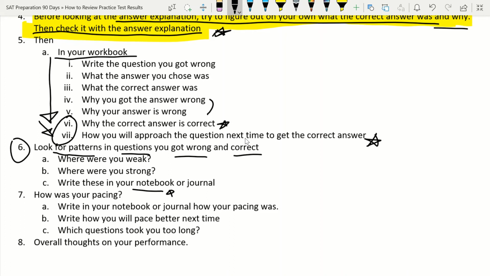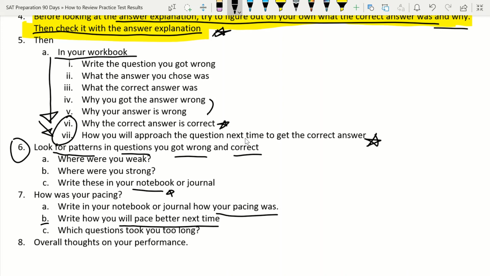So after that, you're going to go into how your pacing was. For each section, once again, writing in your notebook or your journal, just write how your pacing was. Was your pacing really good on a certain section or really bad on a certain section? Was your pacing really strong in the beginning but really bad in the end? Did you start off too slow, end too fast? You want to make sure that you write down how your pacing was, right? And that's going to help you to pace better next time. So you're going to write how your pacing was during that practice test yesterday, and then how you're going to pace better next time. So what are you going to do differently next time to improve your pacing?